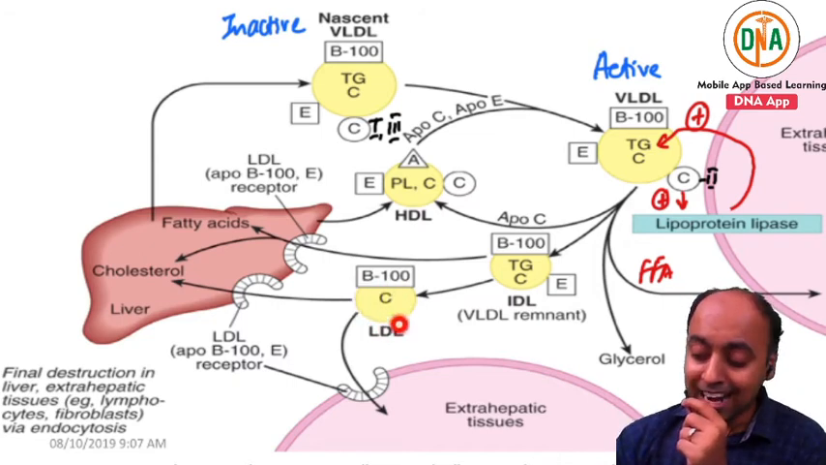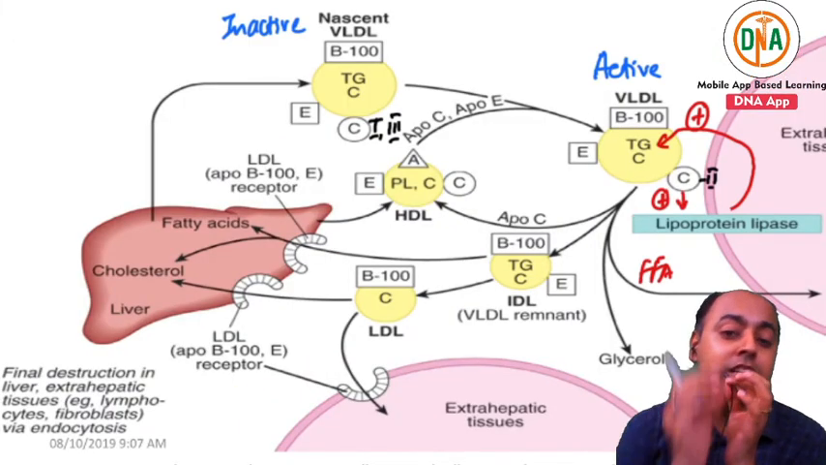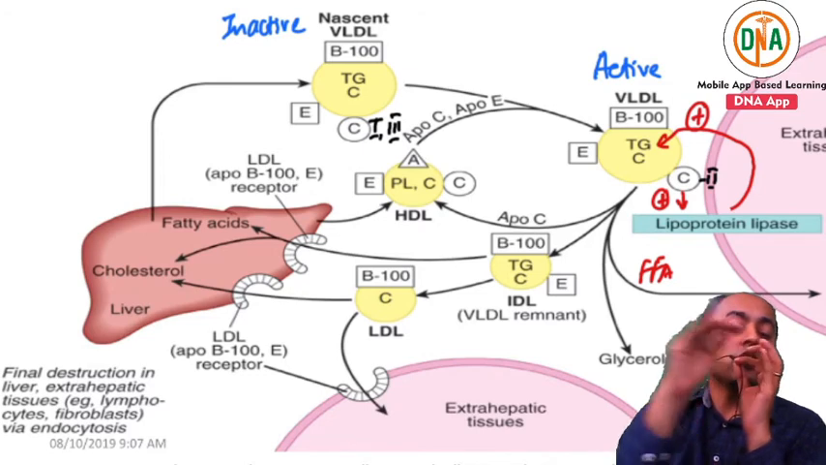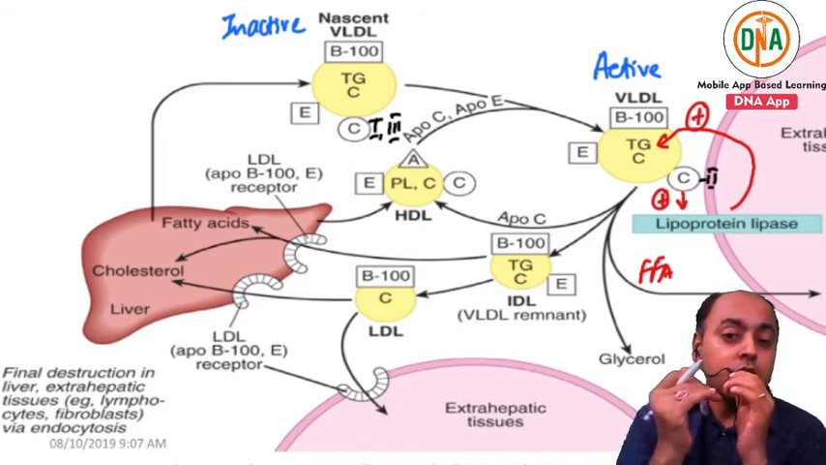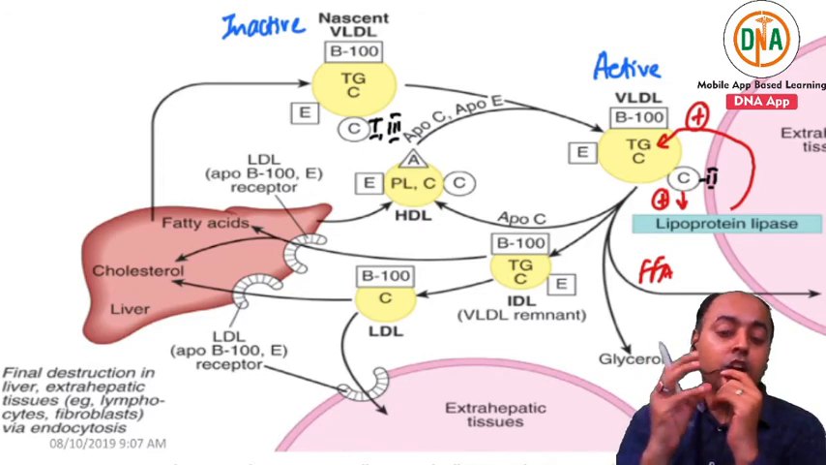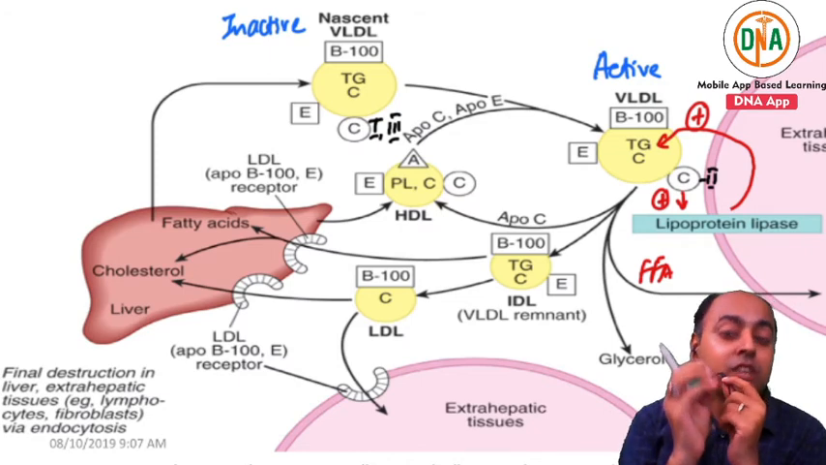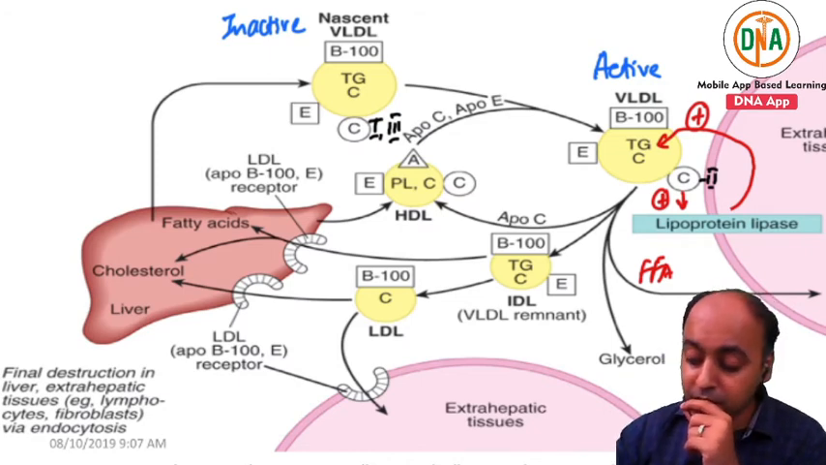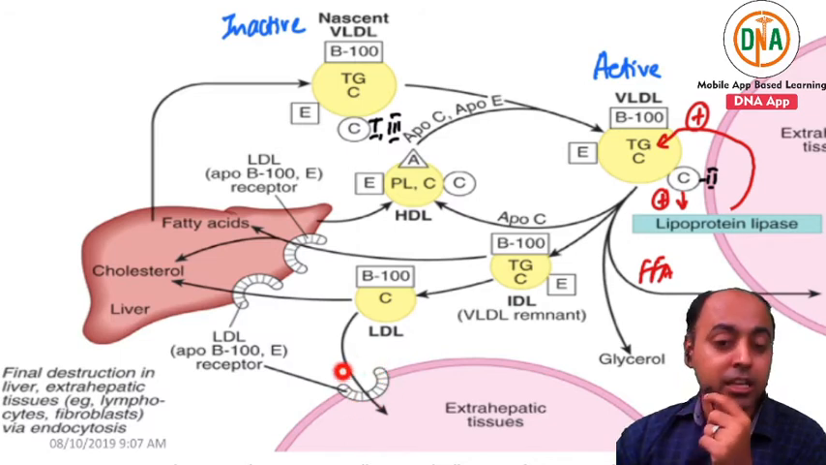So this is the LDL particle. In the LDL particle, inside almost nothing is there. It is a very small particle. Whatever is there is on the surface, the cholesterol along with the B100. Now because this particle is very small, it can be taken up by the LDL receptor in the extrahepatic tissue.